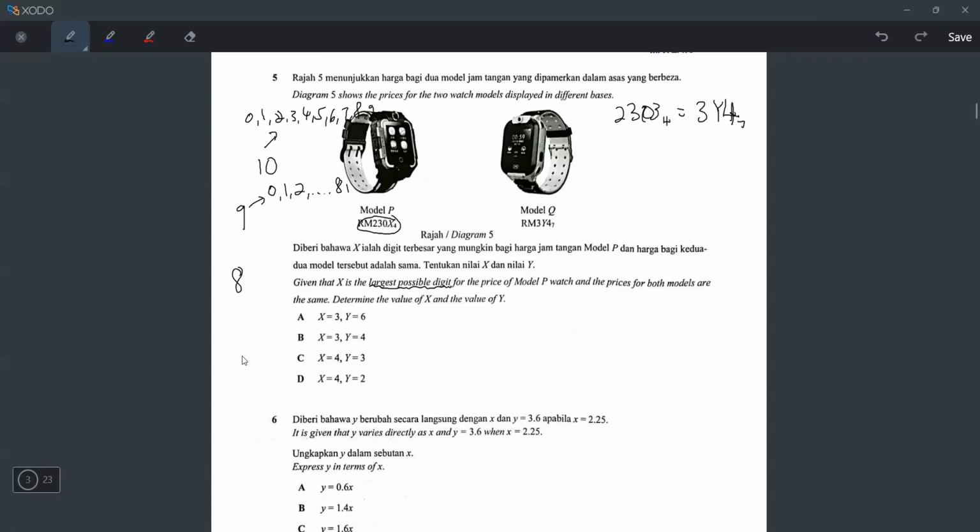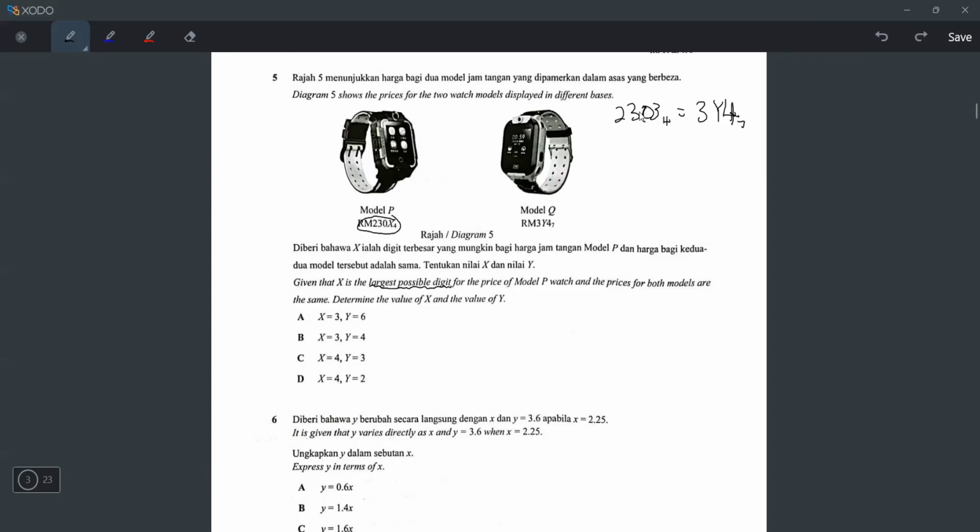What if it's in base 2? Then you only see 0 and 1. What if it's in base 5? You only see digits from 0 to 4. Okay, that's what it means. So the largest possible digit is always 1 less than the base. Okay, hope you understand. So let's come back here.